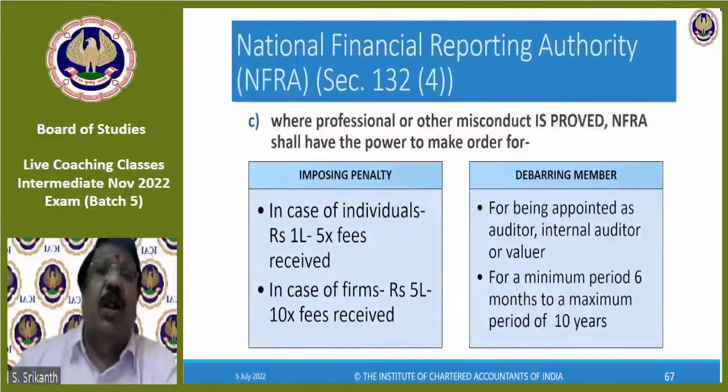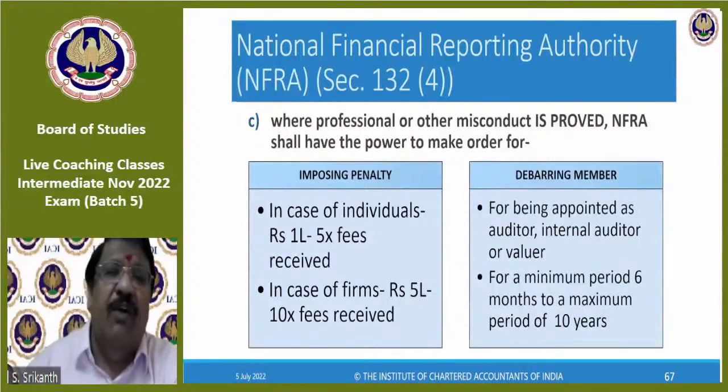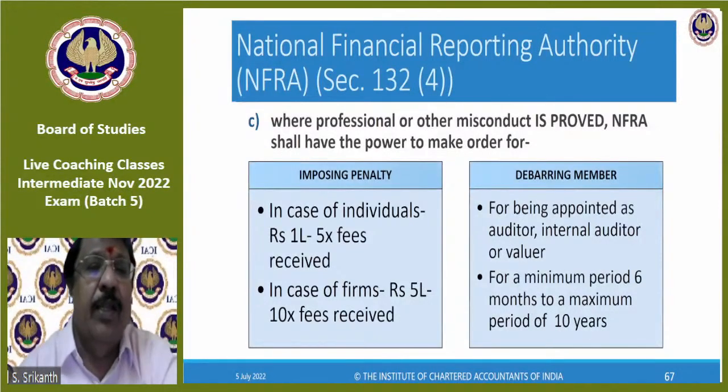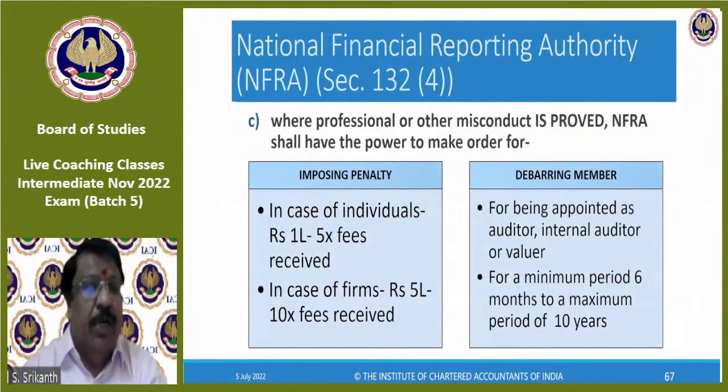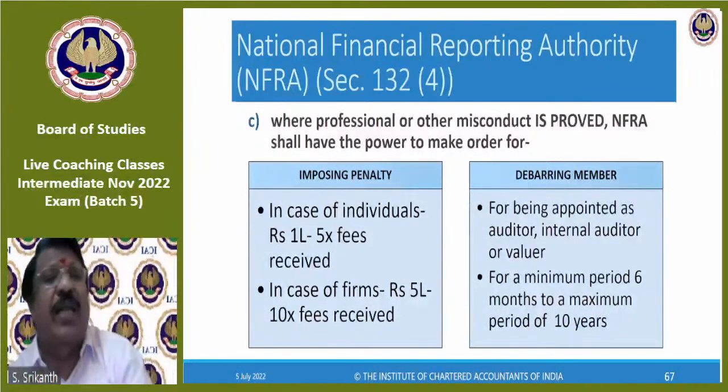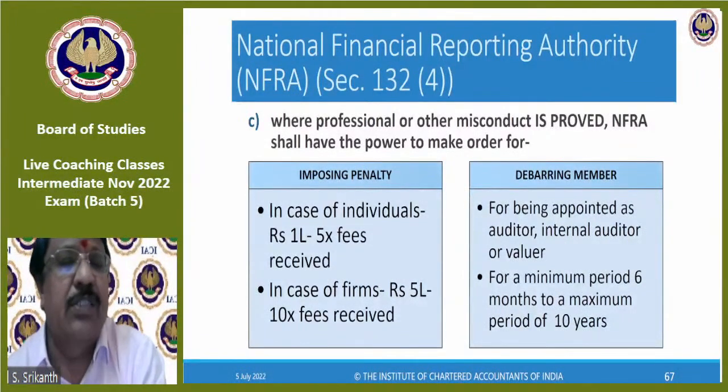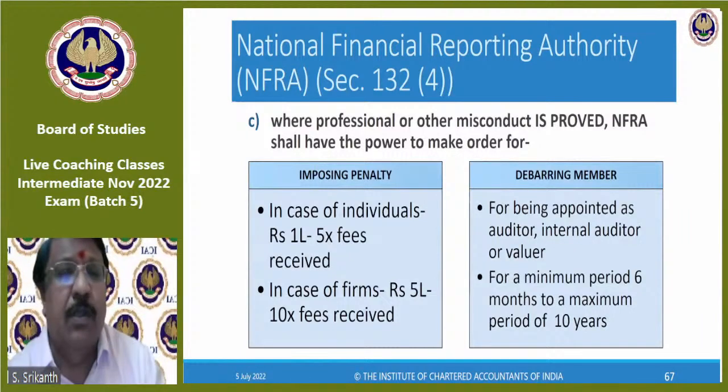So where professional or other misconduct is proved, NFRA shall make an order for, in the case of individual chartered accountants, a penalty of 1 lakh up to 5 times the fees received, or in the case of firms, a minimum of 5 lakhs up to 10 times the fees received.